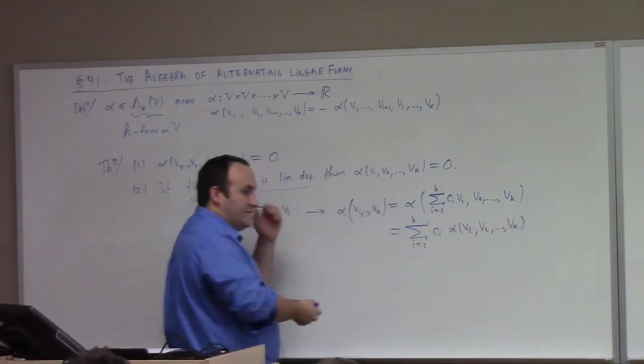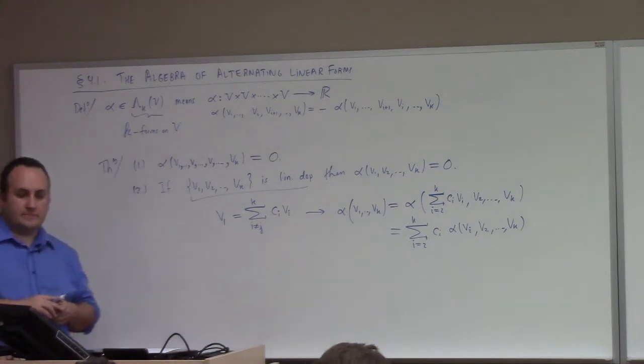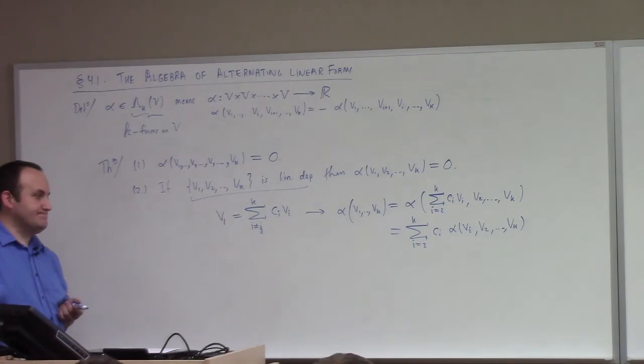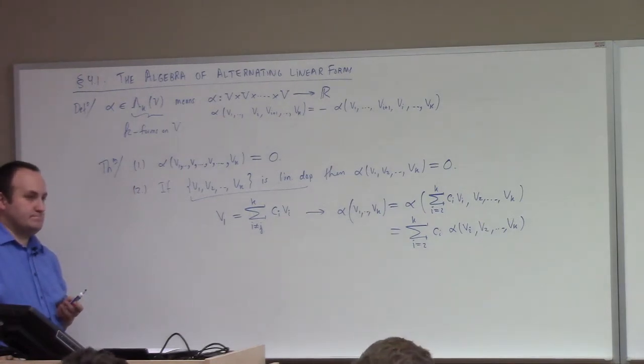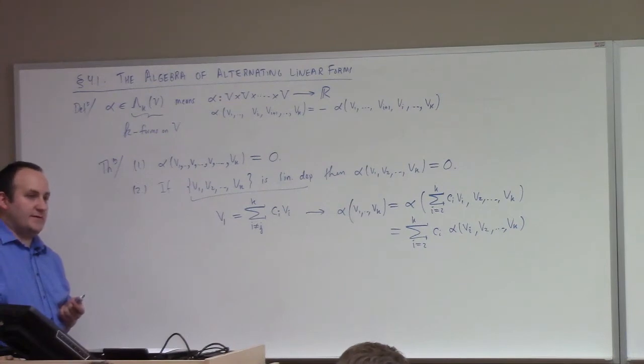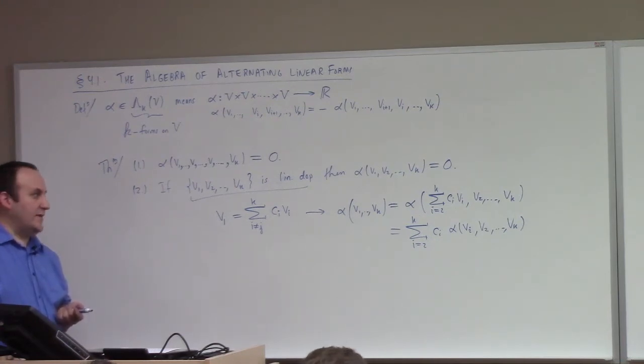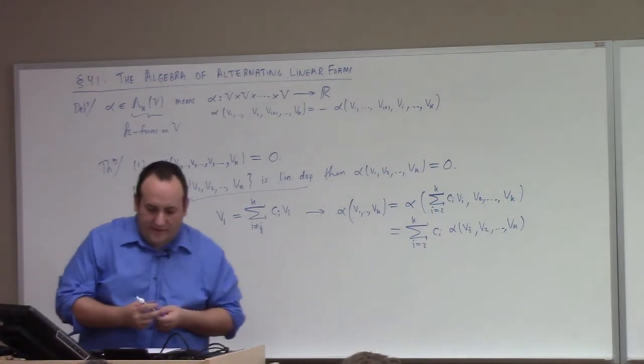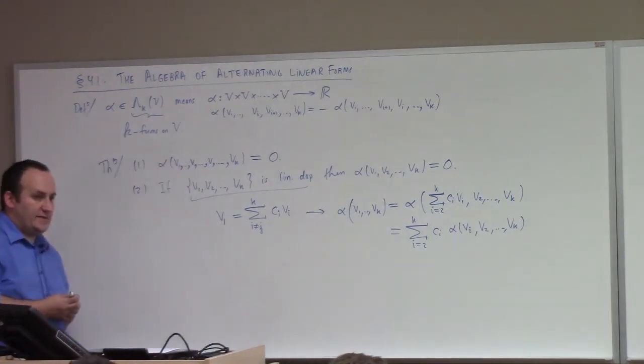But then what do I have? I have i ranging from 2 to k. So the first entry in alpha is repeated somewhere in that list. So by 1, it's 0. So alternating k-forms are really good at picking up on linear dependence.